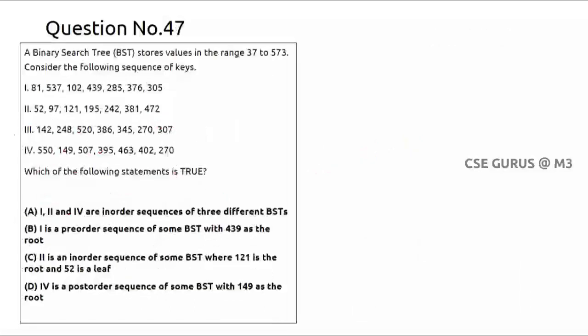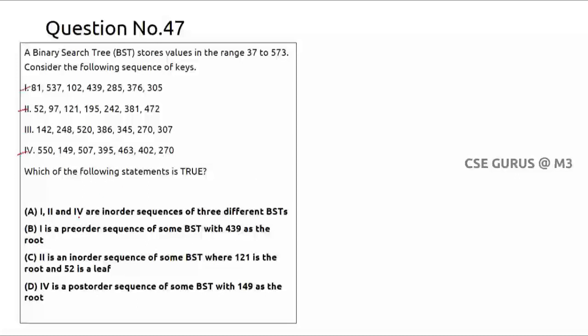Question number 47. A binary search tree stores the values in the range 37 to 573. The four sequences are given. Which one of the following is true? It is asking, so we'll check it out. 1 to 4 are in-order sequences of 3 different BSTs, it is telling.